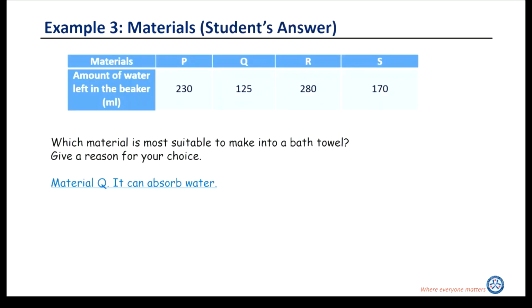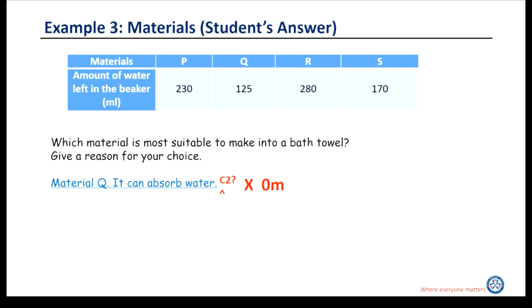Which material is most suitable to make into a bath towel? Give a reason for your choice. We can see that a similar concept can be applied to many different scenarios. For this question, it requires the student to identify the material from a table of data, which is the most suitable for making a towel, and provide an explanation for his or her choice. The student's answer is material Q. It can absorb water.